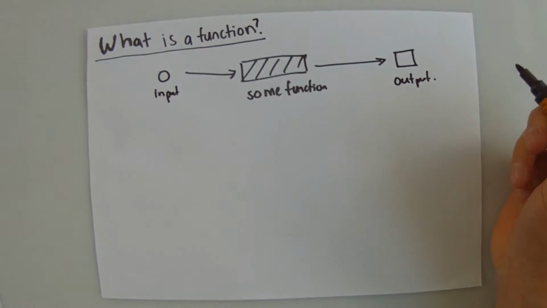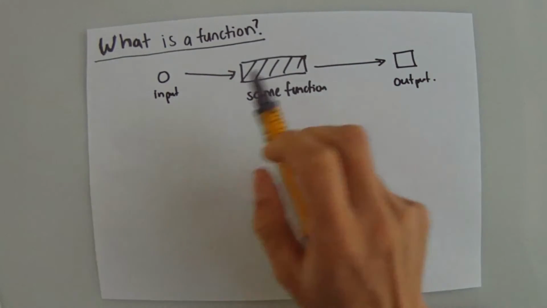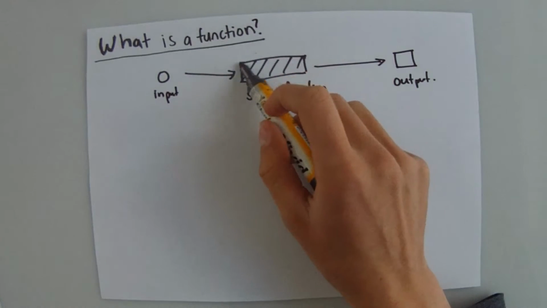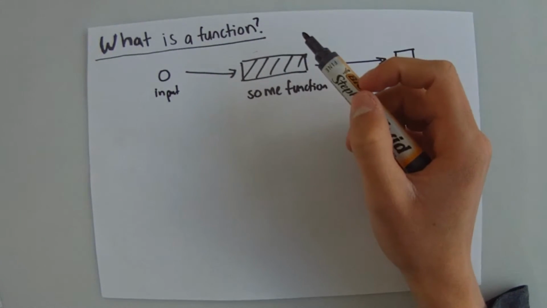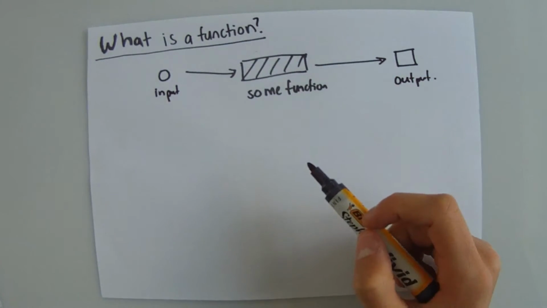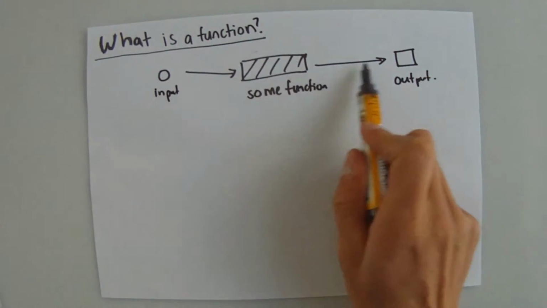So the key part about functions is not what you put in or what you get out, but what happens inside this function. This function part is the part that transforms the input to create the output.